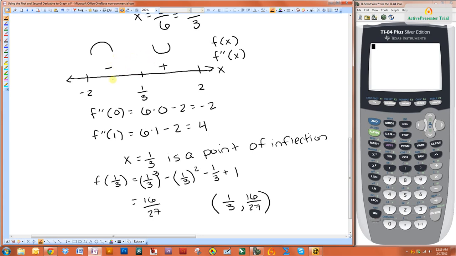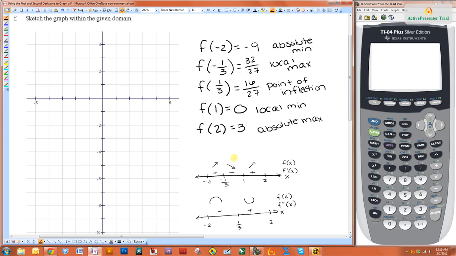I forgot to write the concavity in interval notation, so it is concave down on the interval -2 to 1/3, and concave up on the interval 1/3 to 2. Okay, now these are intervals here, and this is an ordered pair.